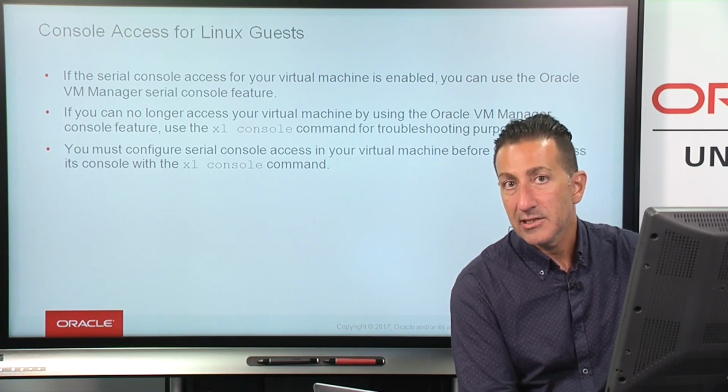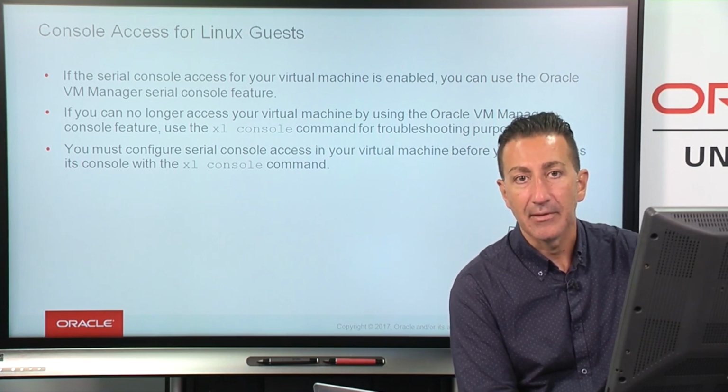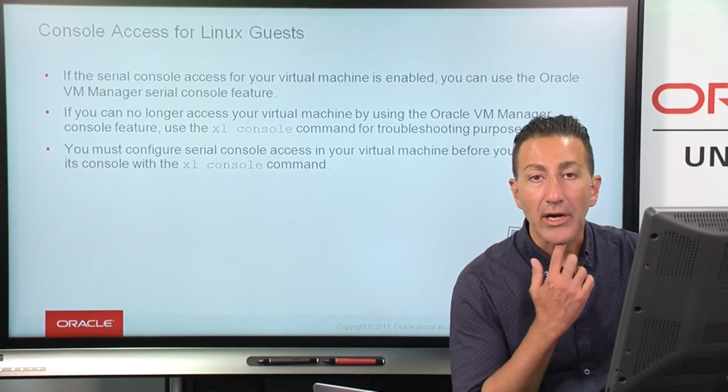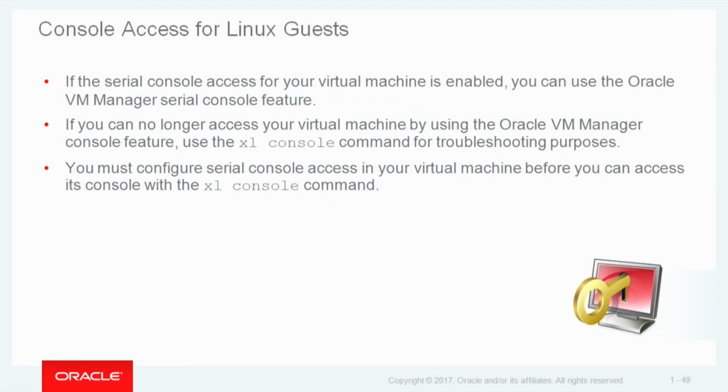Remember, xl is the new version, the replacement of xm. So if the serial console access to your virtual machine is enabled, you can use this serial console feature. If you can no longer access your virtual machine by using the Oracle VM Manager console, we use the xl console command for troubleshooting purposes. Remember that you also have the xm vncviewer and the name of the virtual machine. Well, it's something similar to the Oracle VM Manager user interface view console or launch console functionality.